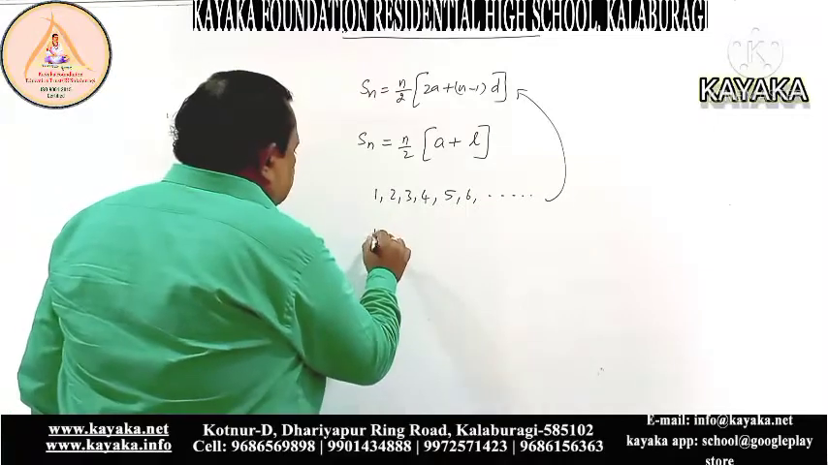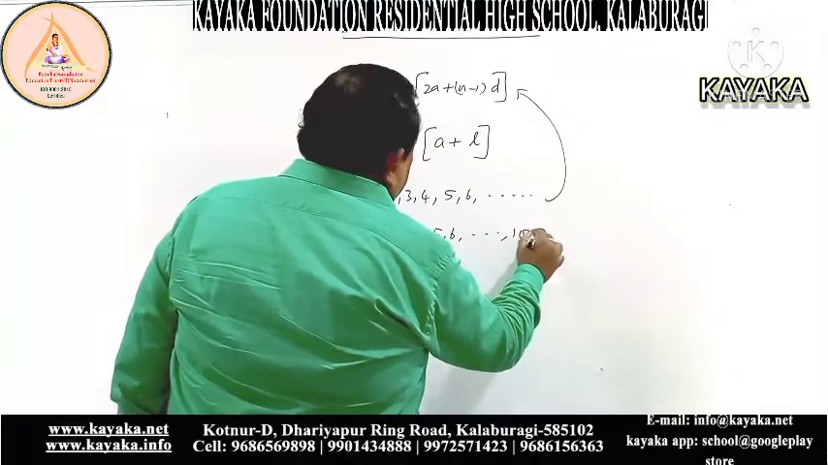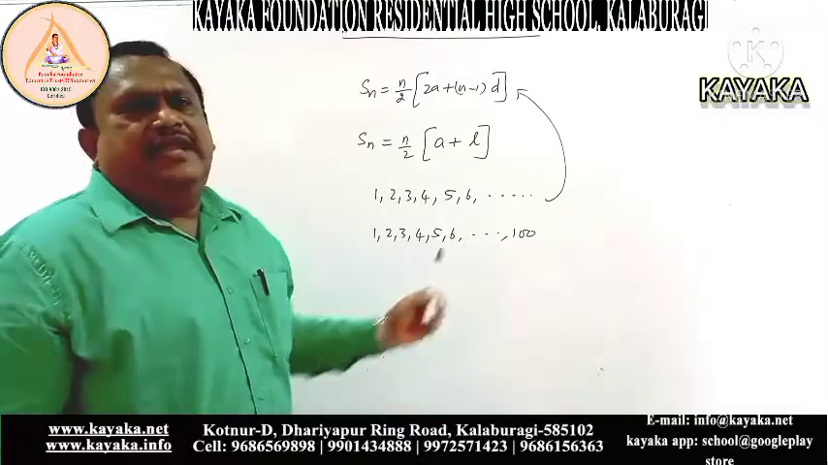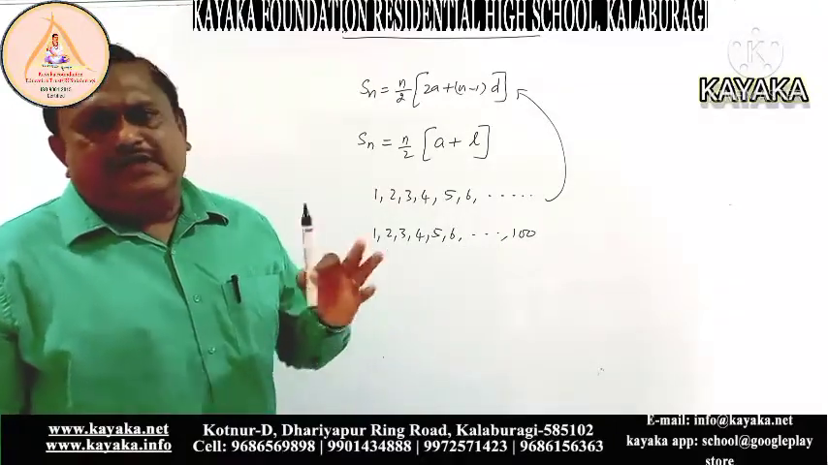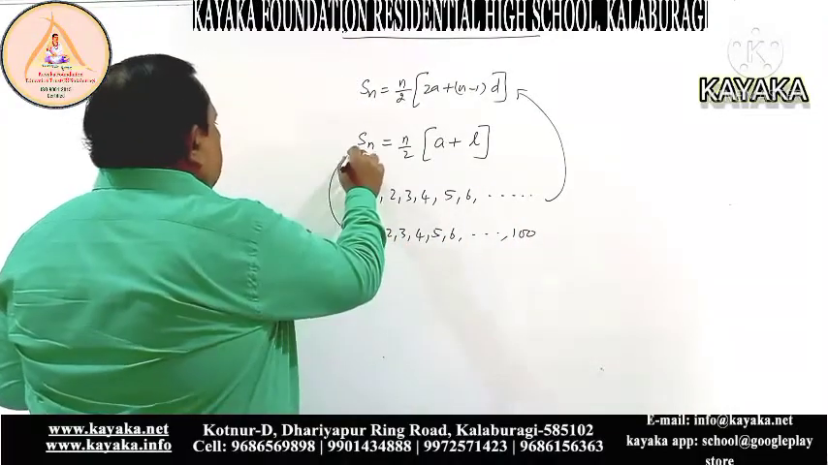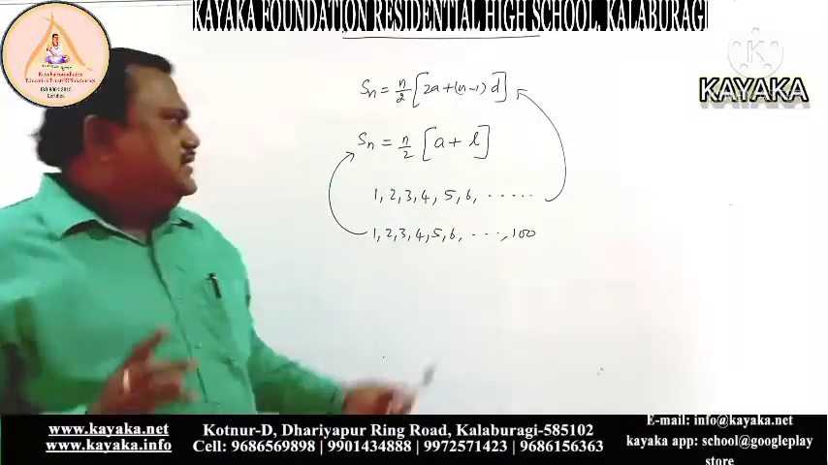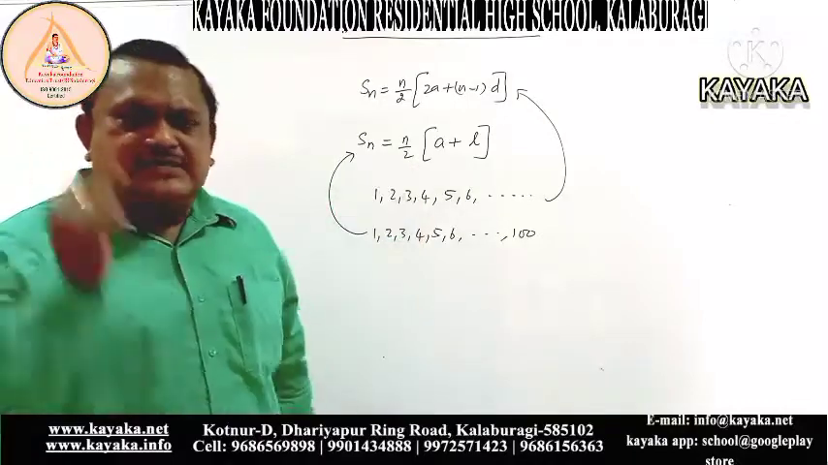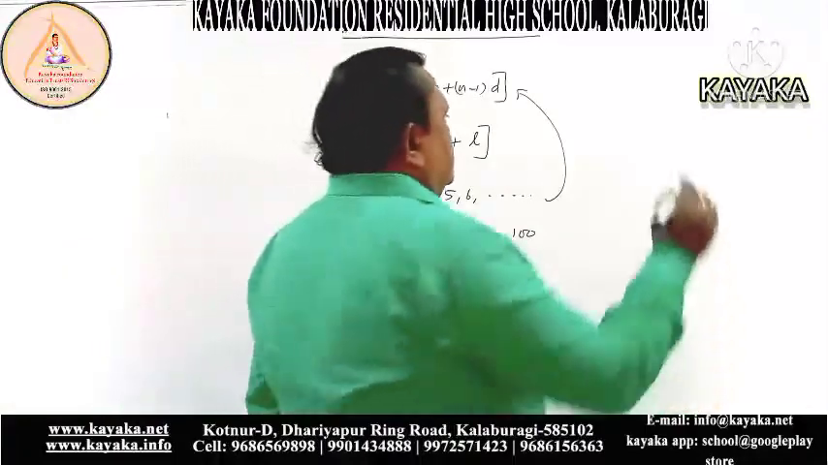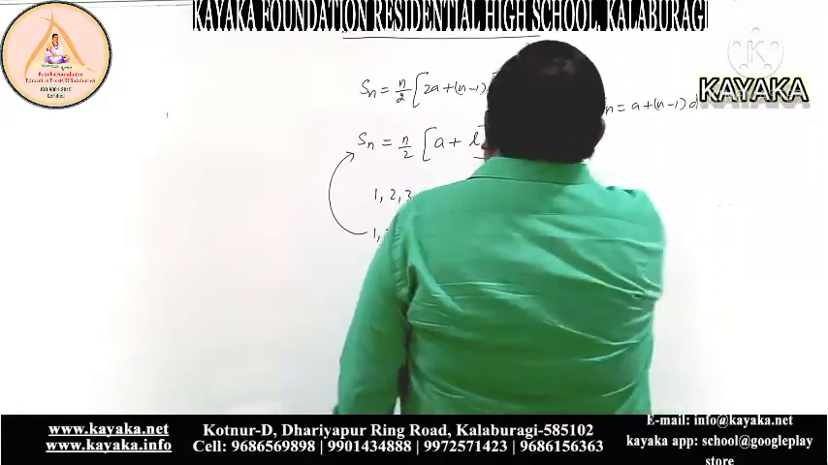Suppose the sequence is like this, 1, 2, 3, 4, 5, 6, up to 100. Here, dear children, you know the first term, you know the last term. Therefore, whenever a condition is like this, then you can use the formula Sn is equal to n by 2 into a plus l. Because of this reason they have given these two formulas, you have to keep them in your mind. Therefore, these are the three important formulas: Tn equal to a plus n minus 1 into d, and again these two formulas.